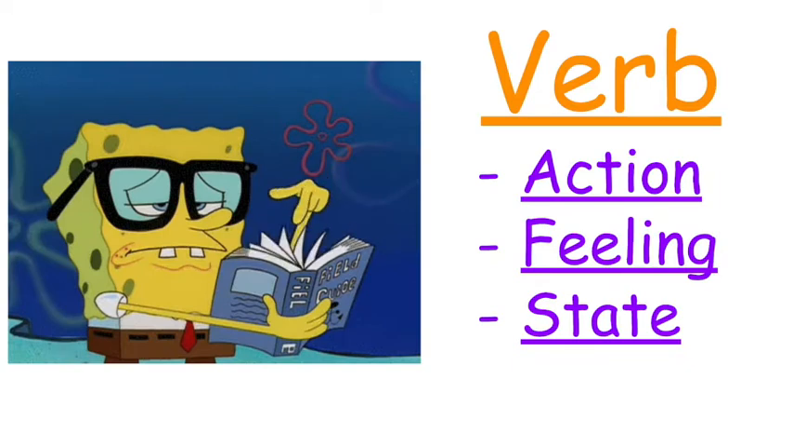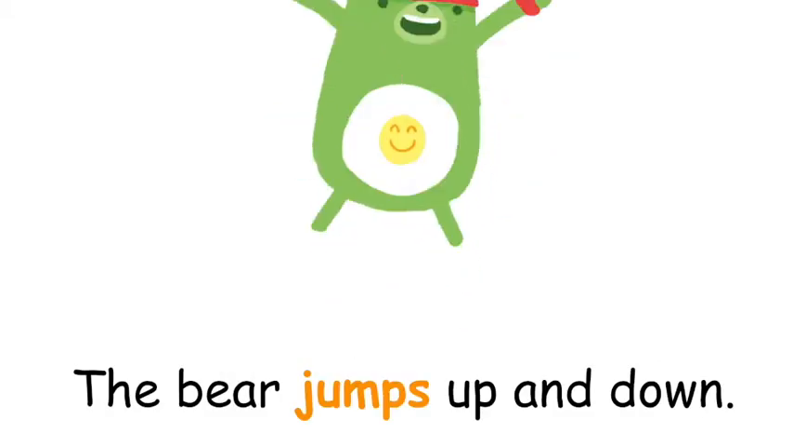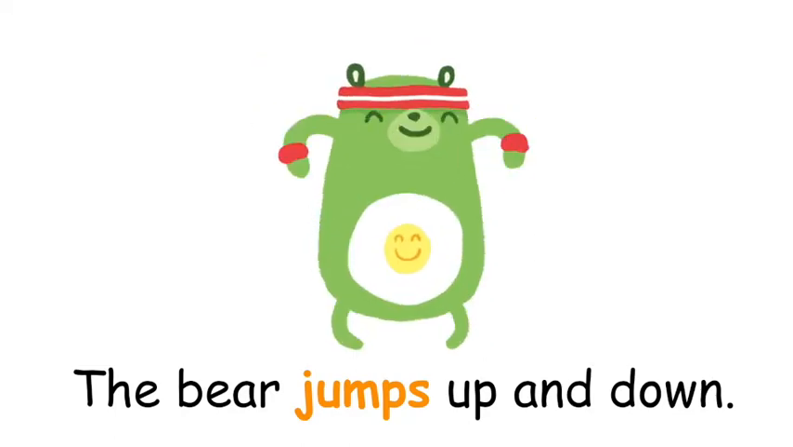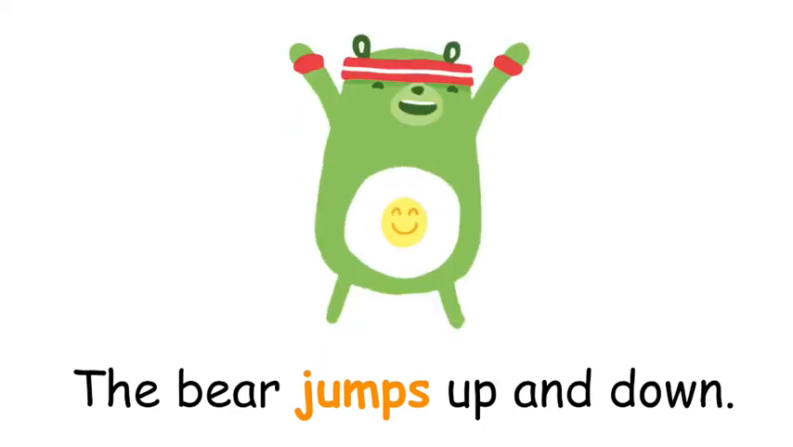Now what about verbs? Well, verbs are actions. They are feelings that you have inside of you, or it can be a state. So when you want to say something that is true, that you look at or see. Let me give you some examples. I think the hardest one to understand is state. The best way is to look at some sentences. So for action, the bear jumps up and down. So jump is the verb. It's something that he is doing with his body.